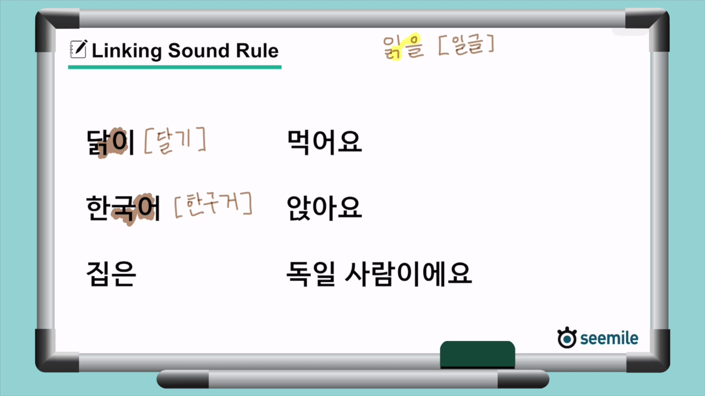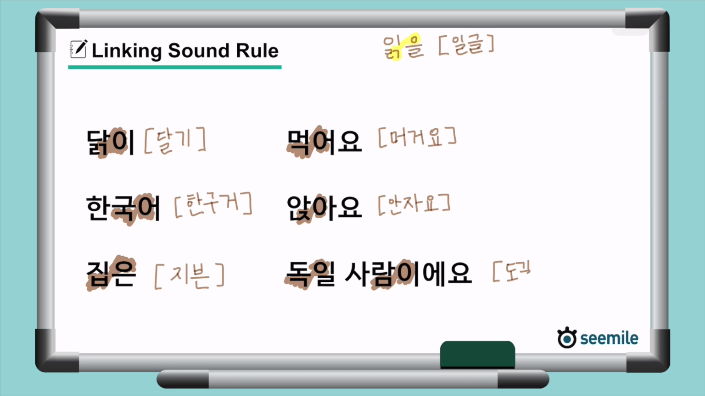Then let's read the rest of the words. 집은, 먹어요, 앉아요, 독일 사람이에요. Good job!